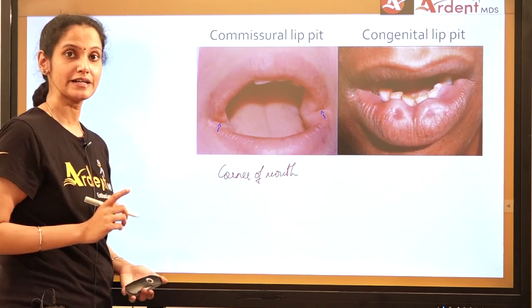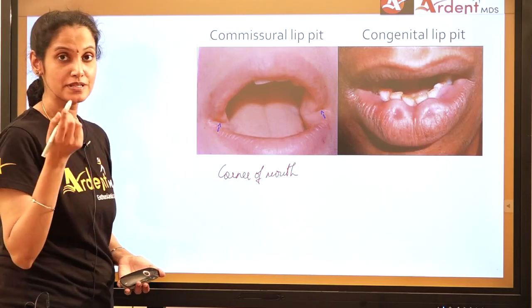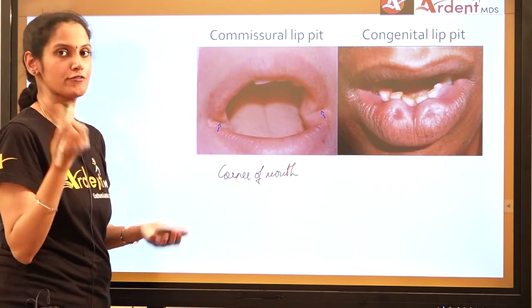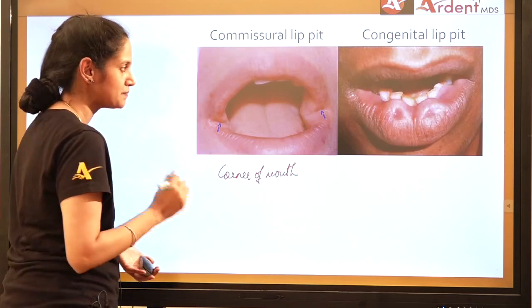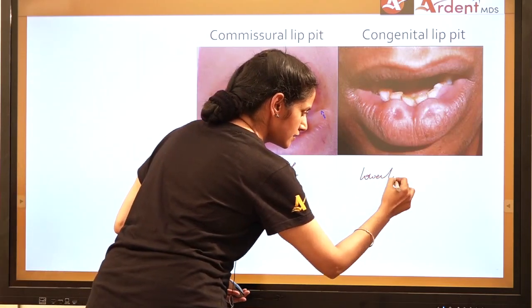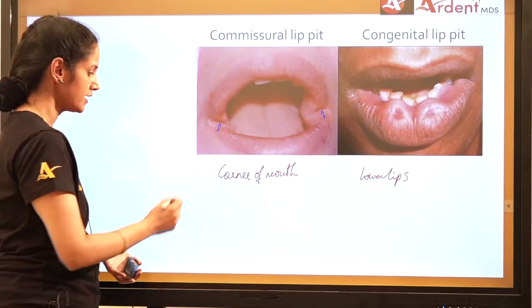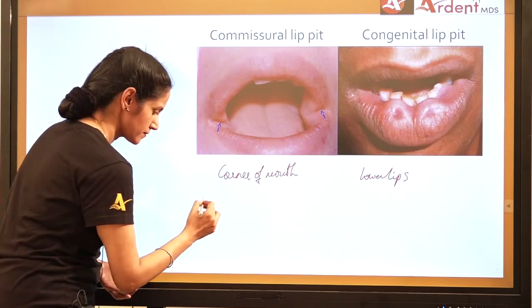Here, paramedian lip pits are also called congenital lip pits and congenital fistula of the lower lip. There are three names given to it. It's more of a congenital condition, and here you find it in the lower lip on either side of the midline. Here it's mostly not associated with any syndromes.